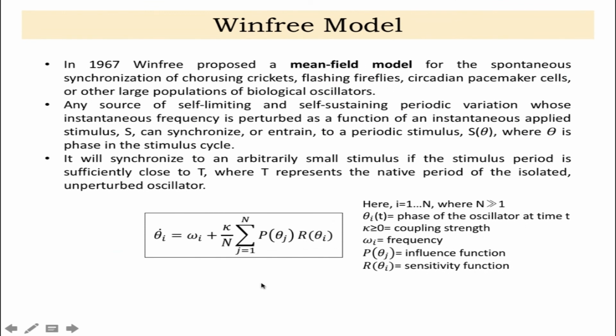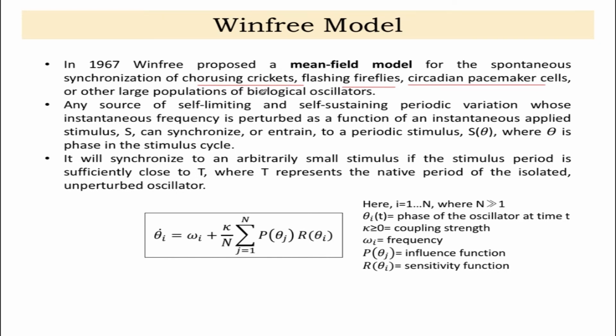Now, Winfree proposed a probabilistic model based on this, and he said that this is not only for neurons, but a similar phenomenon is found for lots of things like chorusing crickets, flashing of fireflies, and of course the circadian pacemaker cells. So these similar events happen.